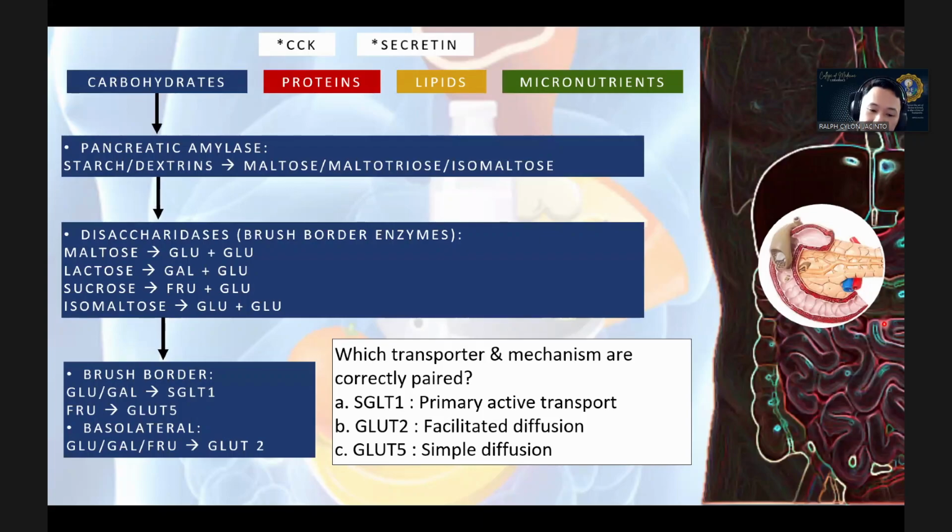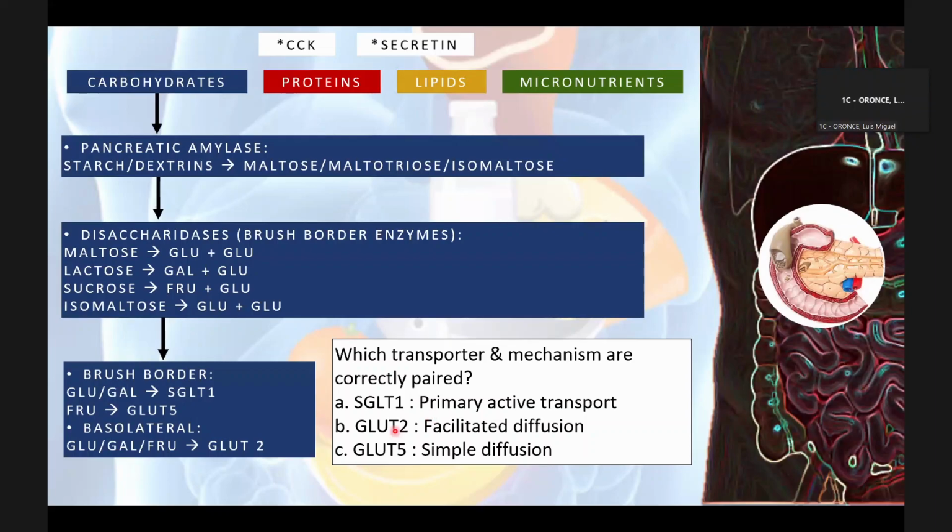Okay. So majority answered letter B. So let's look at A and C first. Letter A, your SGLT1, your sodium glucose co-transporter type 1. Is it a primary active transport? Okay. It's a secondary active transport. Right? First LE pa lang, I've introduced this one already. So this is a secondary active transporter.